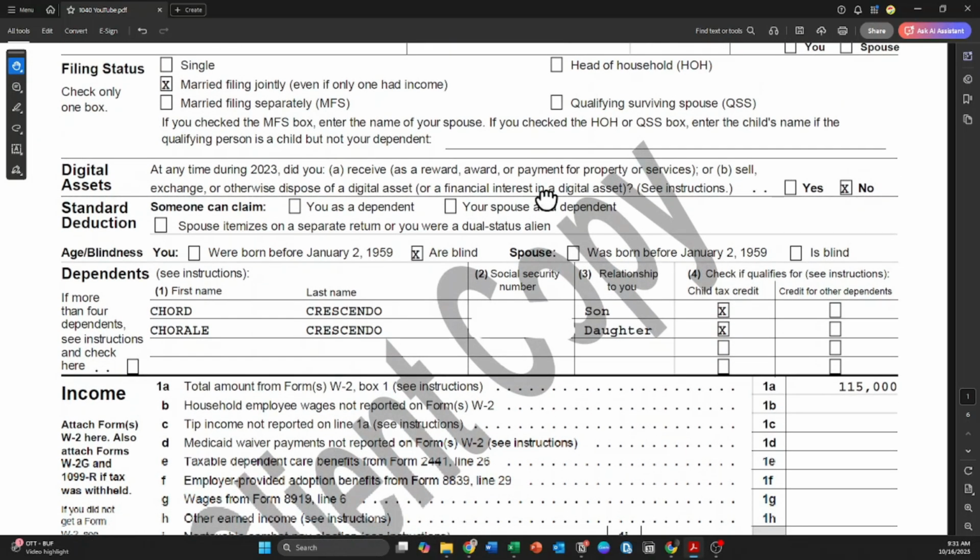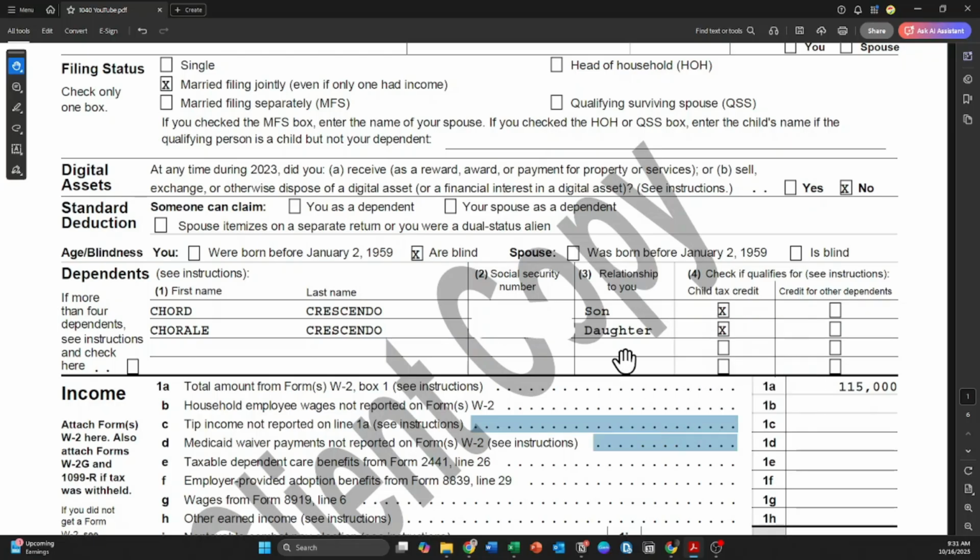As we go down here, we can see that the dependents' information is right here. I also hid their social security numbers just to be safe. And the child tax credit checkbox is selected. So that's going to apply on the second half of the tax return. And we'll also review that information on why that matters.